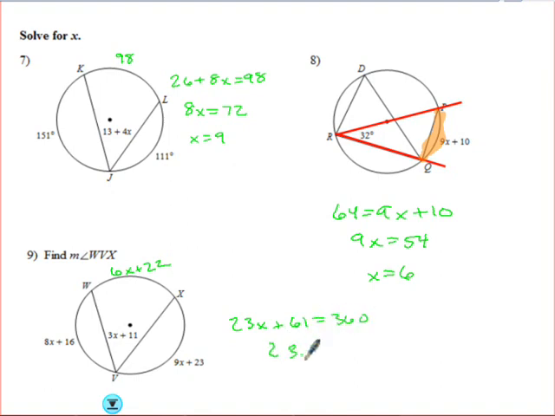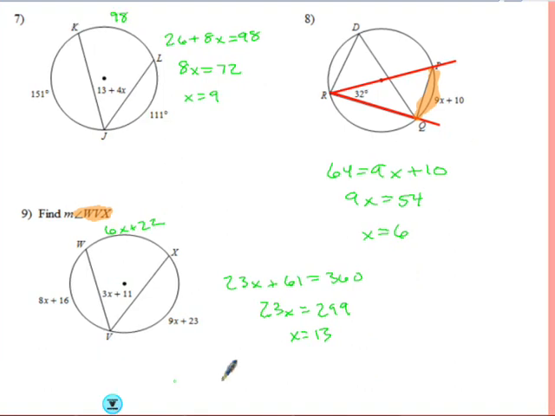And then we have 23x equals, that handwriting is really bad, 299, and that is x equals 13. Now, the other thing we have to do here is make sure we're answering the question. The question says find WVX. So that's this angle. 3 times 13 is 39, plus 11 is 50. So the measure of angle WVX is 50.